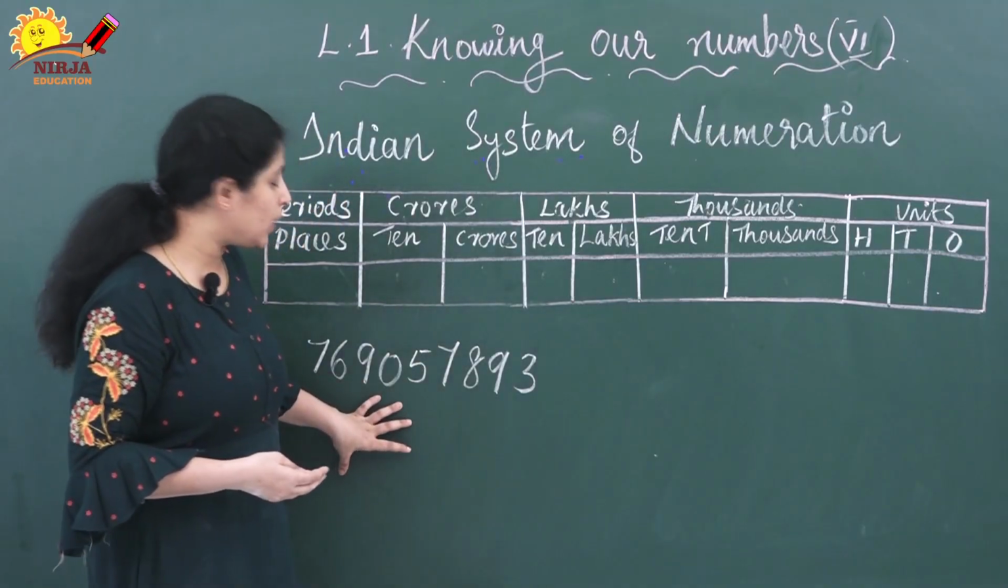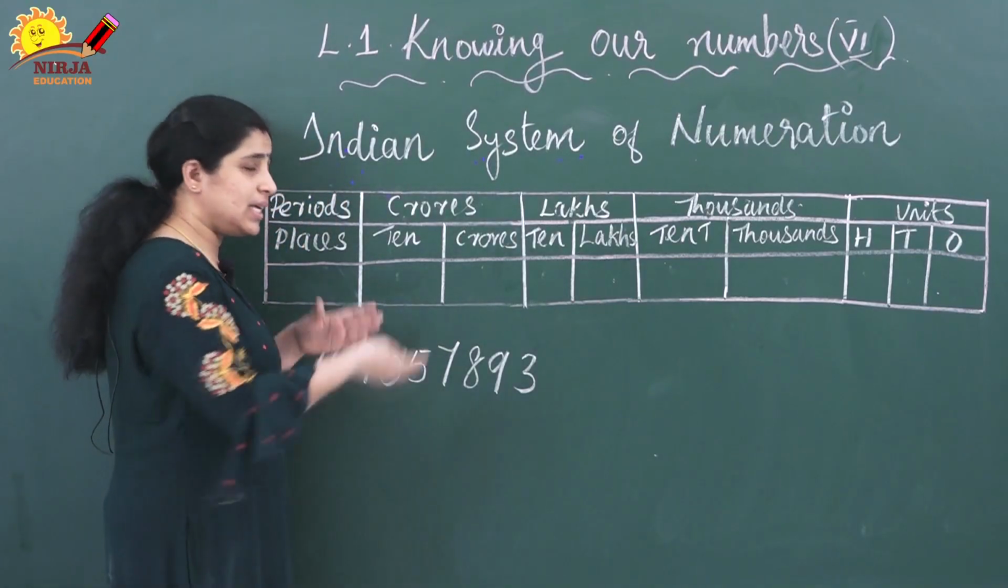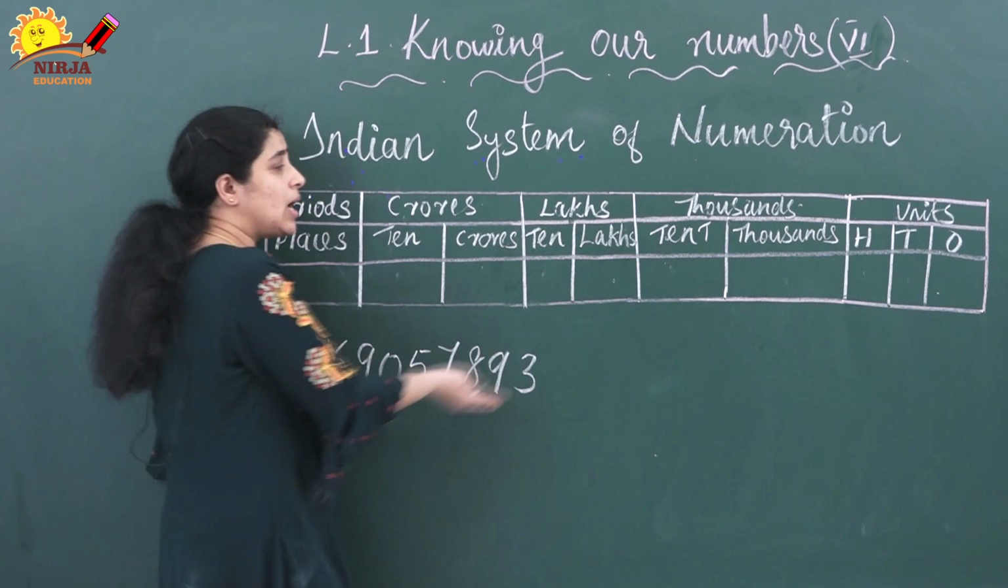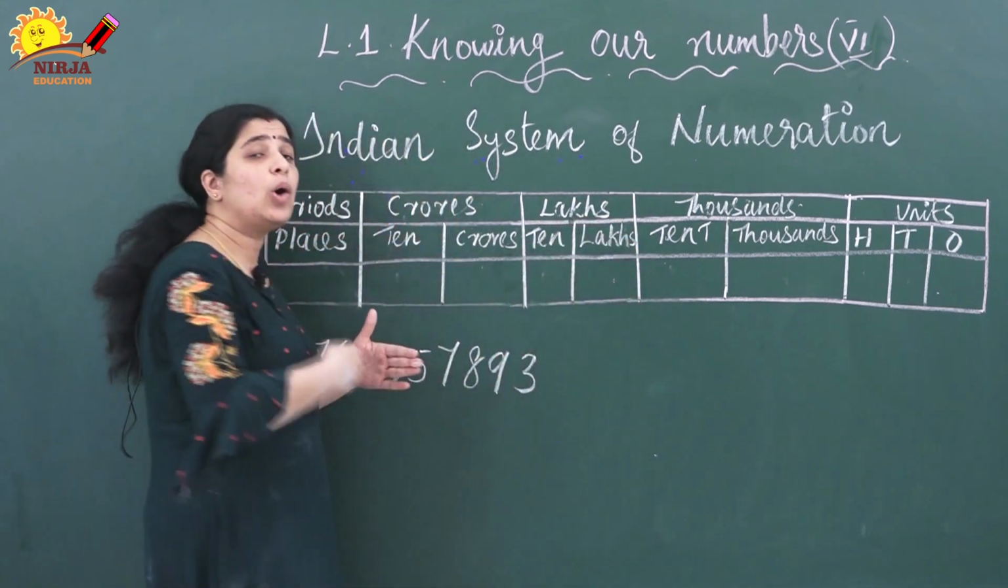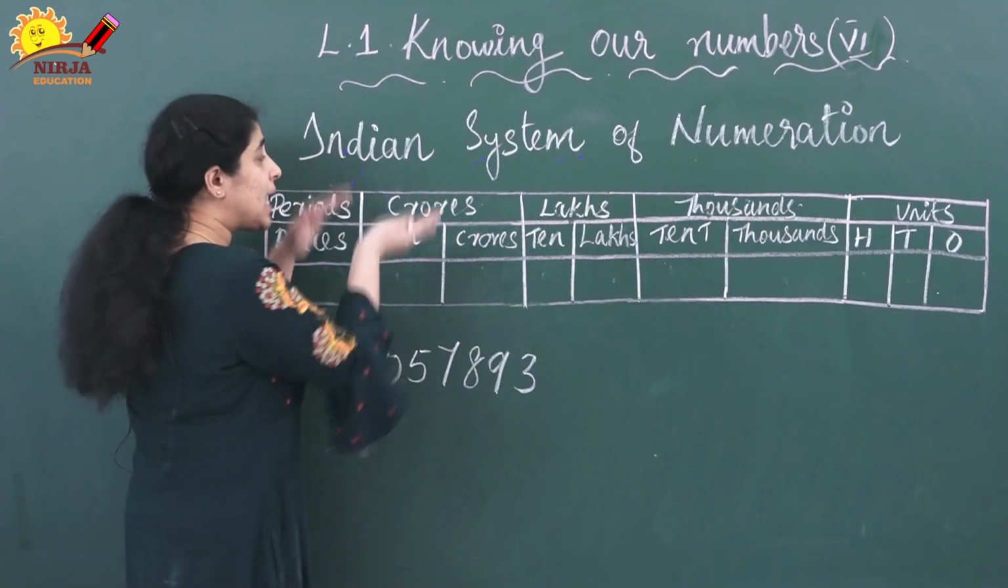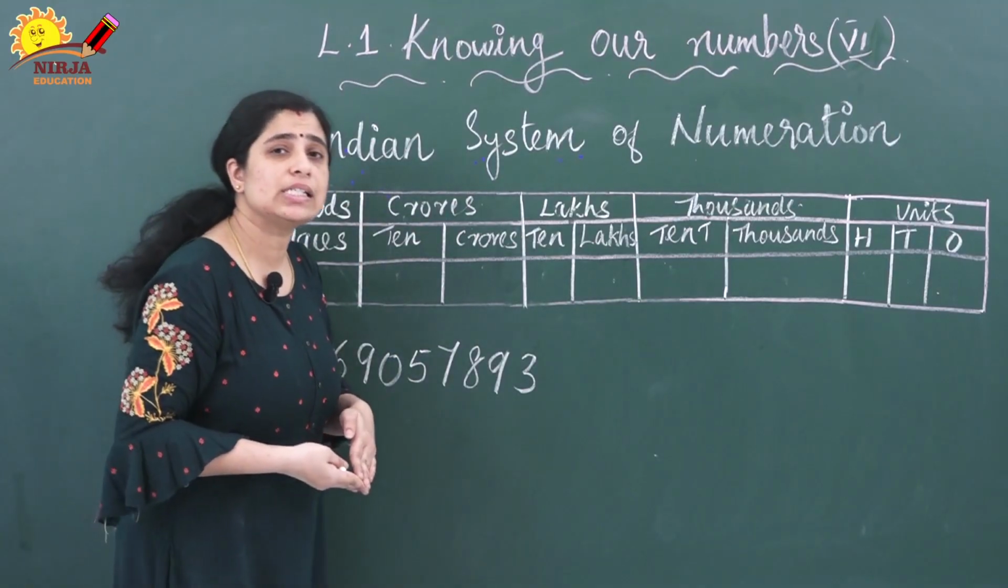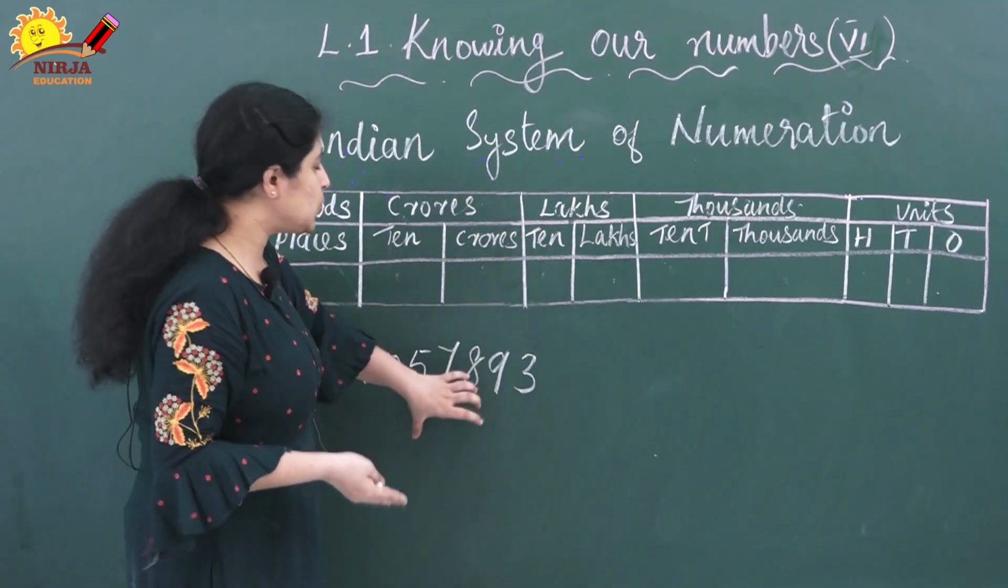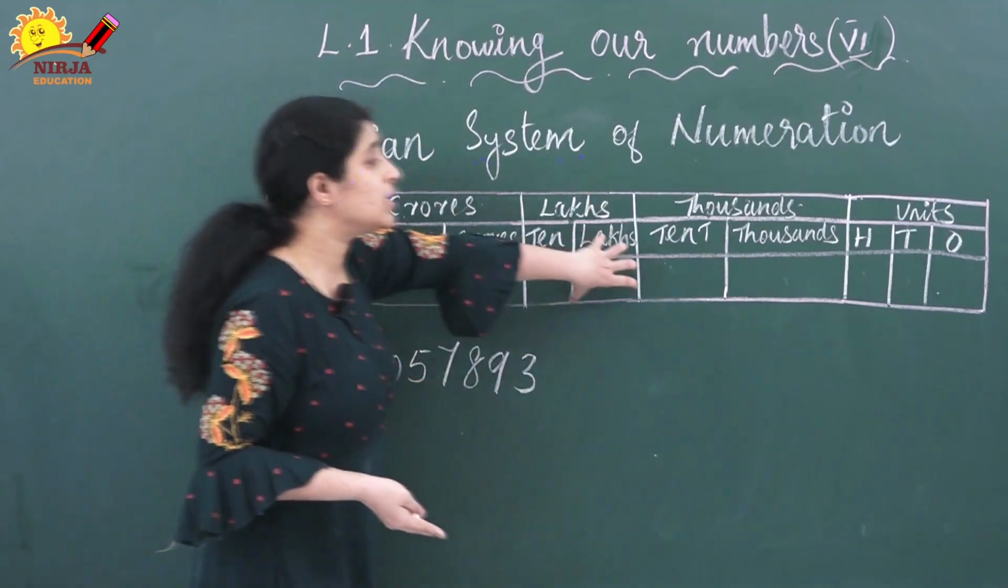I have taken one number here. Then we will see how you can keep these numbers in this table, how you can keep the commas, and how you can write the numbers according to the Indian system of numeration. First we will start by keeping these numbers in the table.